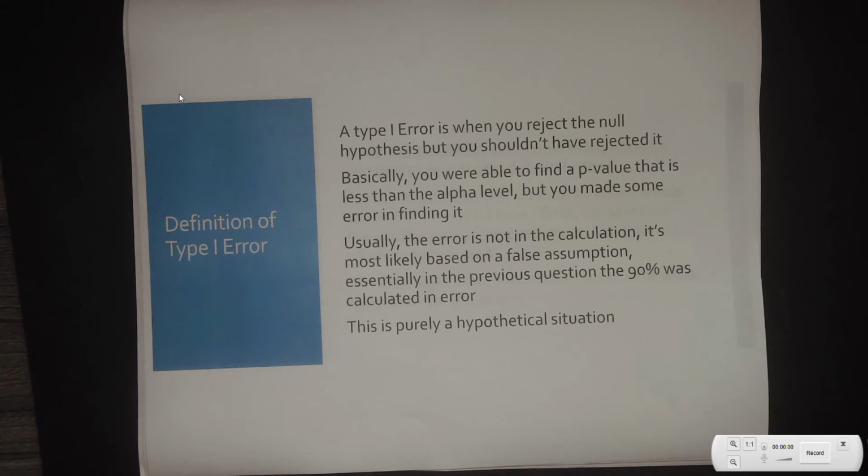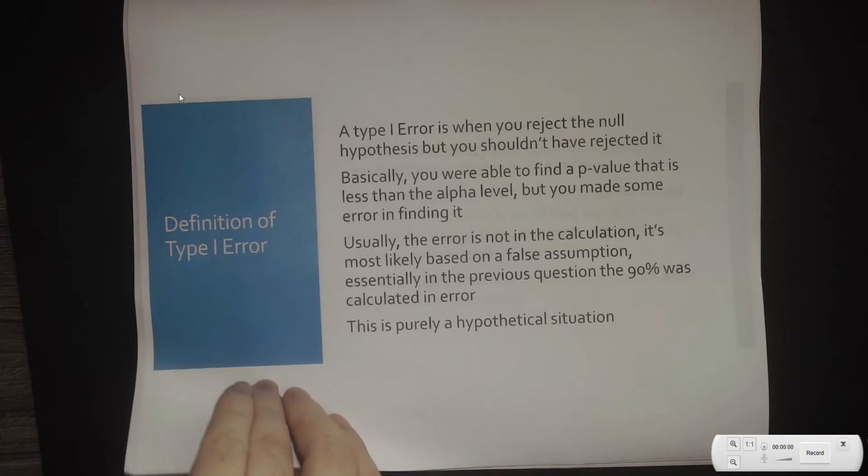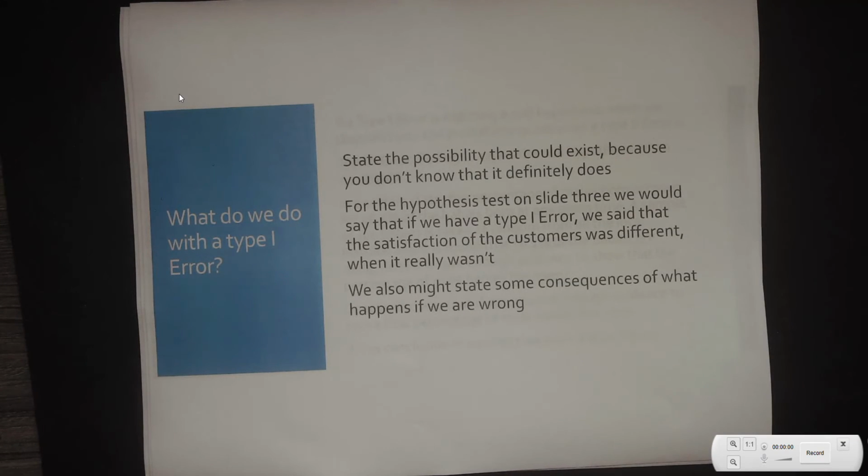So this isn't something where you're going to be trying to be like, oh, I have an error, and this is definitely an error. This is like, if I have an error, this is what it would be. So you're not trying to determine whether or not you actually have the error. You're just determining if you have an error, what would it look like. So a type 1 error is basically when you reject the null hypothesis, but you shouldn't have rejected. In the previous situation, what we're going to do is just state the possibility that it could exist, because we'll never know if it definitely does exist until it happens.